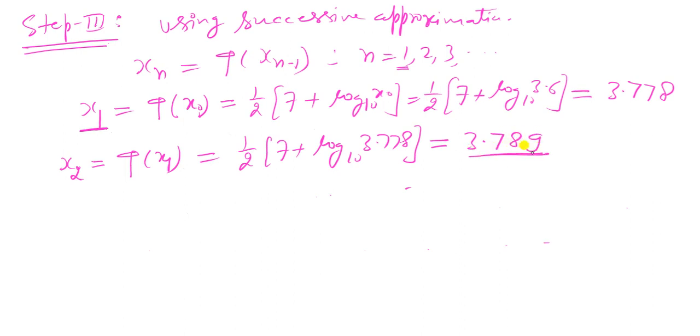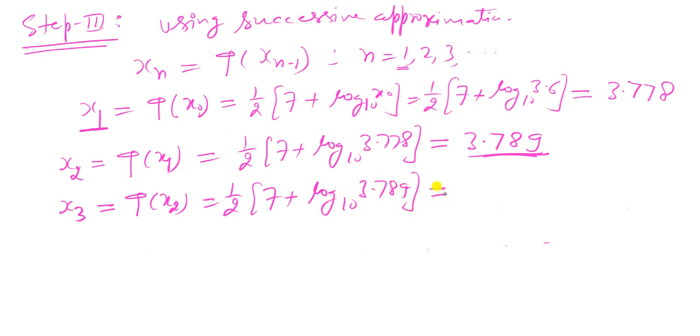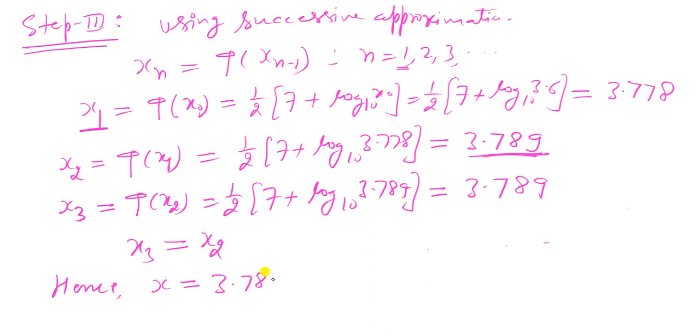3.789. Now using this as an initial approximation, compute the third approximation, x3. x3 is phi of x2, and this is equal to 1 upon 2 (7 plus log 3.789 at base 10). Simplify this with the help of the calculator, then this will be 3.789. So here the third approximation is exactly equal to the second approximation, hence the desired root is x equal to 3.789, correct to 3 decimal places.